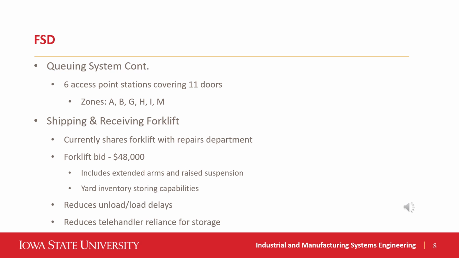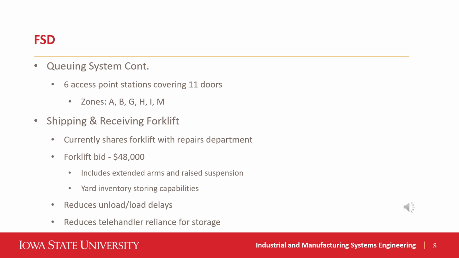Continuing with the queuing system, the implementation would require 6 access point stations set up in zones A, B, G, H, I, and M, where production operators could input the parts that they needed. It would also include a tablet for the telehandler operator on which he could view that schedule.